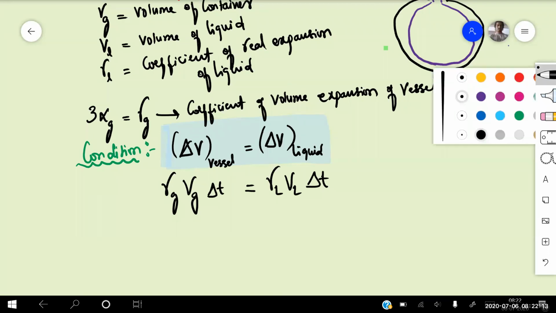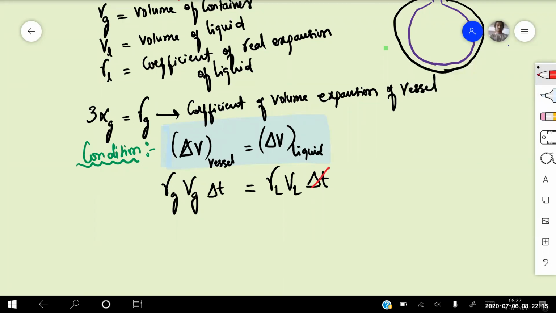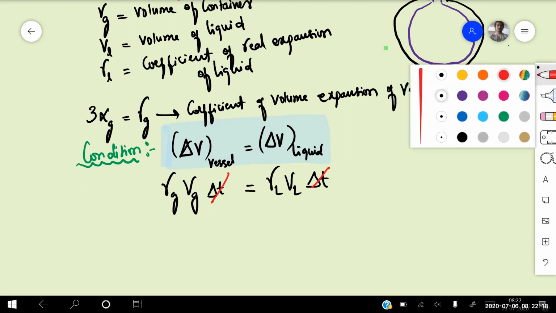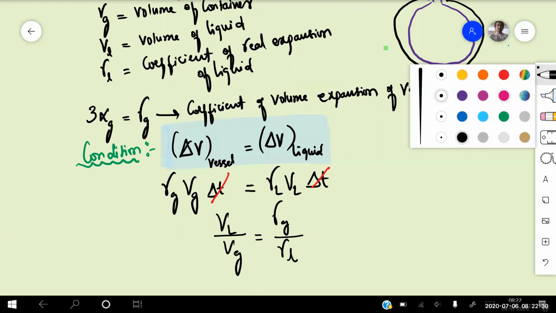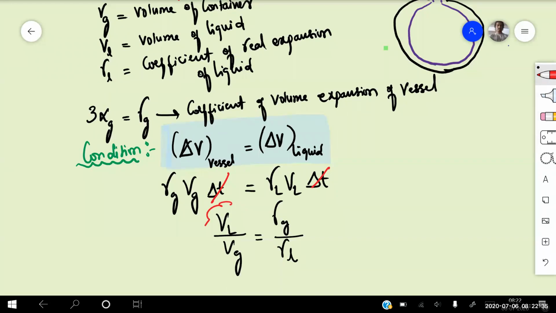Is anything getting cancelled in this one? You see, beta, this delta t will get cancelled. Then what is the relation I'll be getting? Volume of liquid divided by volume of your glass must be equal to gamma of glass by gamma of your liquid. This is the important relation which we need to remember for the examination, for the empty space condition. Okay, so what is the condition for volume of empty space to remain constant?